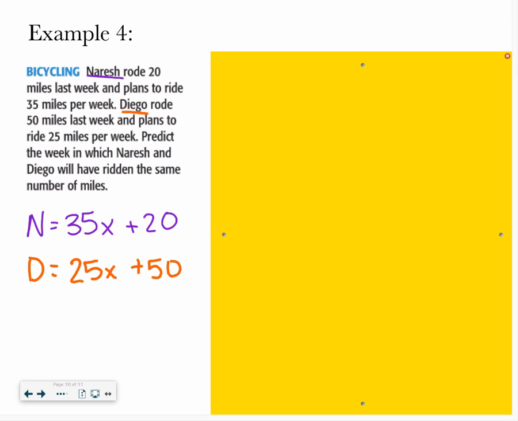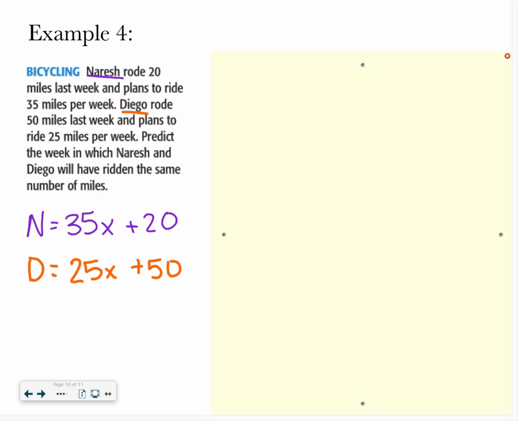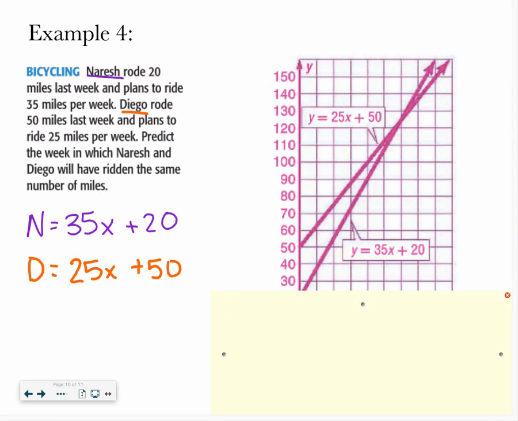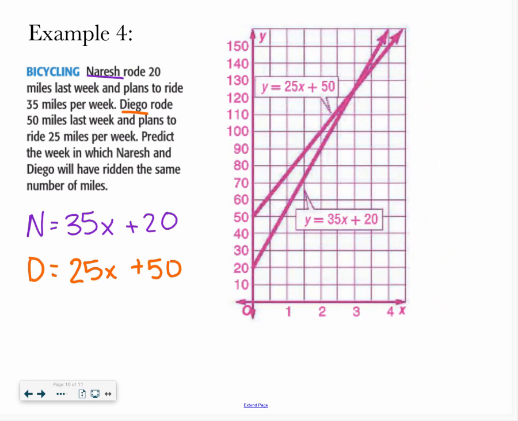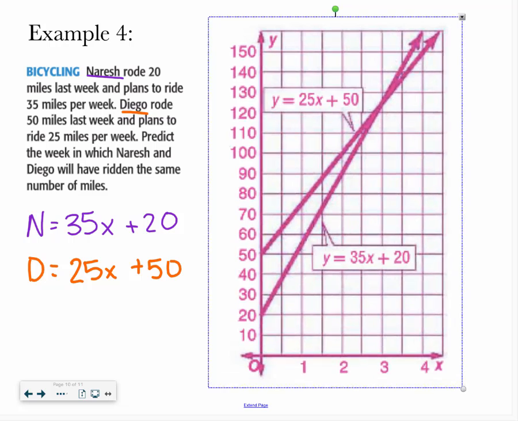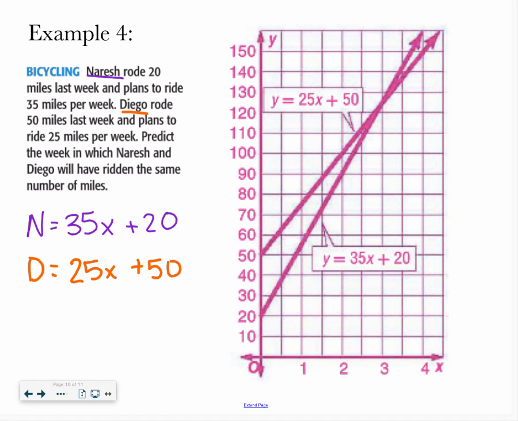So if I were to graph it, it should look something like this. There we go. So if I graph it, it's going to look something like this, where I have the two graphs going, and if I look really carefully, I can see that they intersect at this point right here, okay?